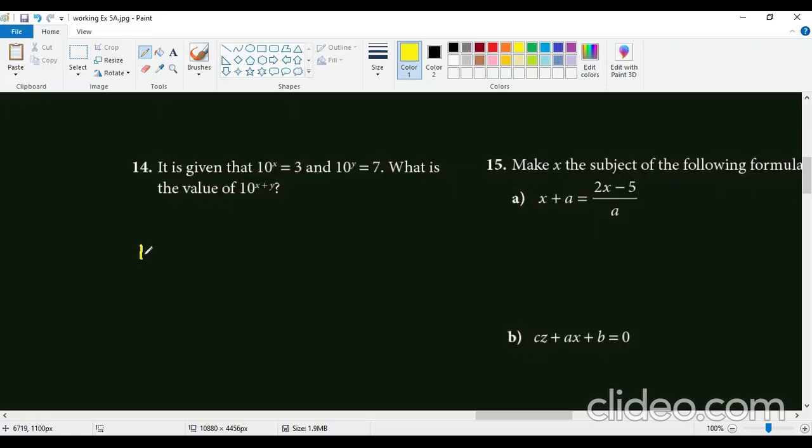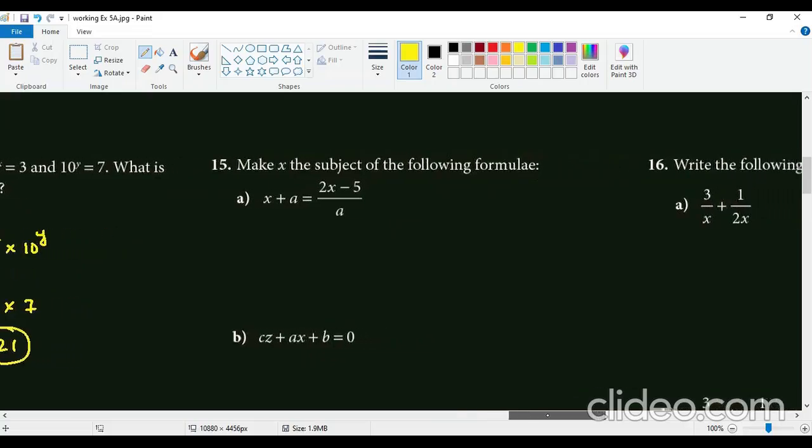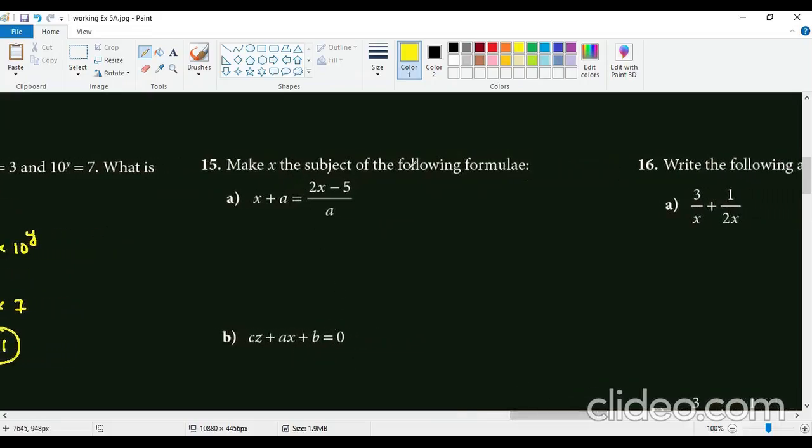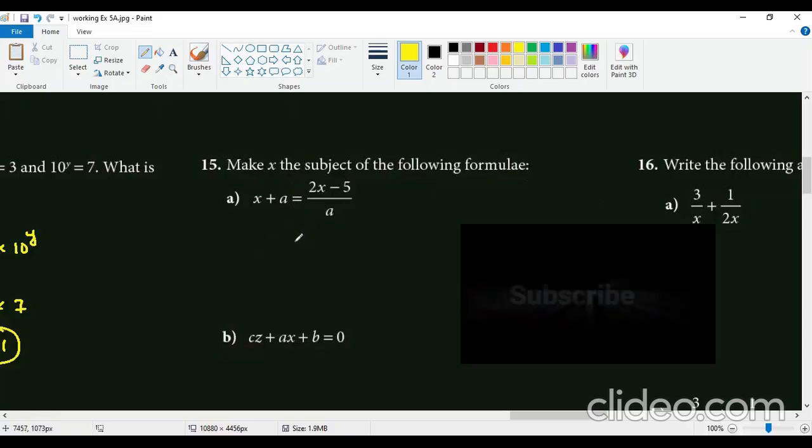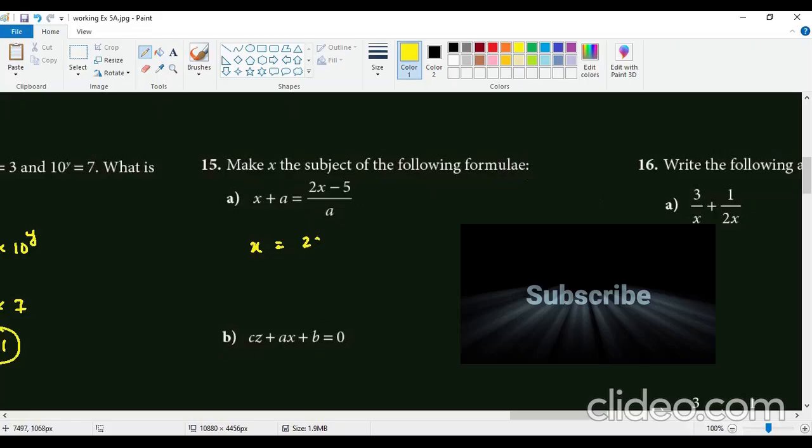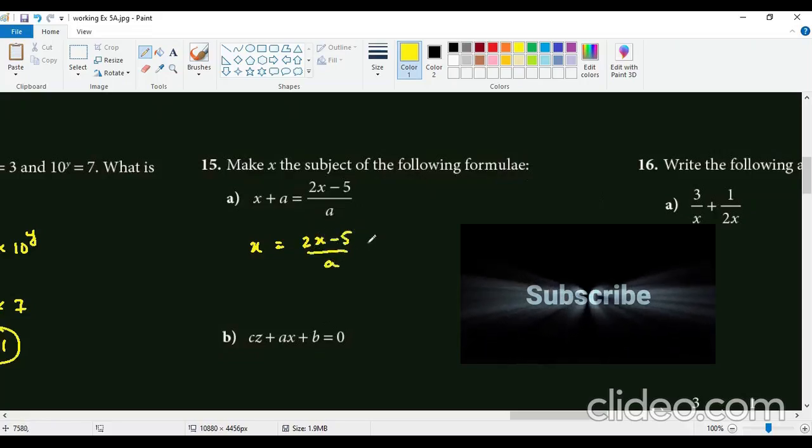I know very well that 10 to the power x plus y I can write as 10 to the power x multiplied by 10 to the power y. This is pretty simple. The value of 10 to the power x is given as 3, and 10 to the power y is given as 7. So 21 is your final answer. Difficult to understand, but once it comes to solving, it's pretty easy. Now make x the subject of the formula. In here, I know very well that x equals 2x minus 5 over a and minus a.